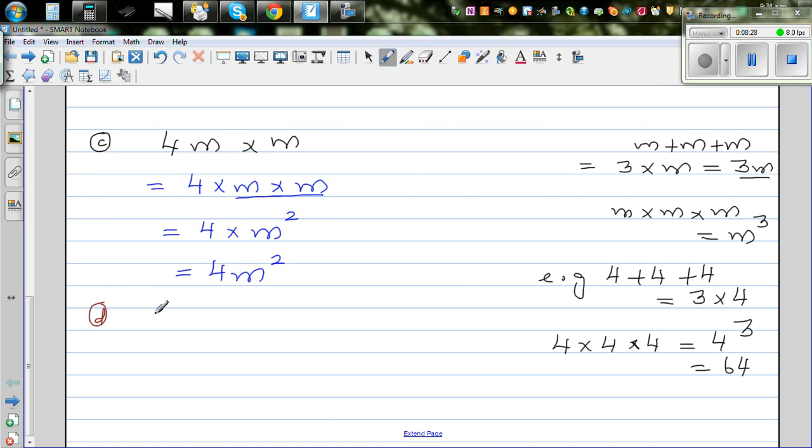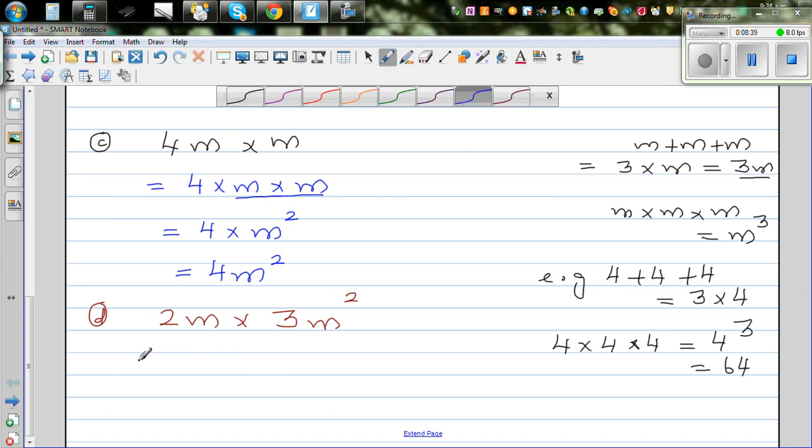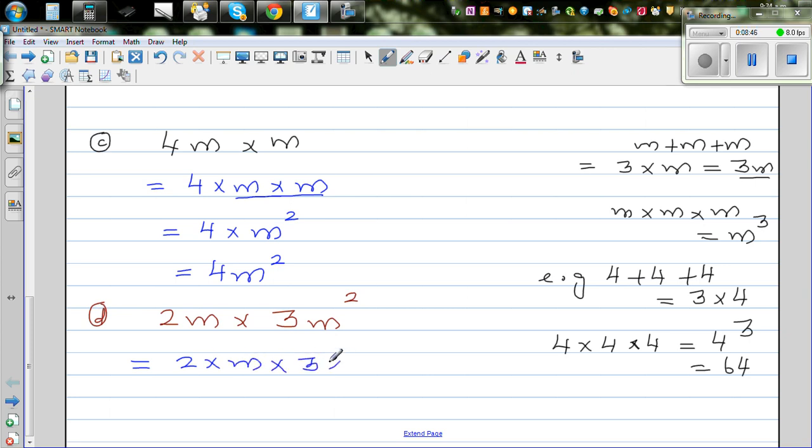Okay, so let me give you one more example. Suppose it is say 2m times 3m squared. Okay, so here to simplify this, let's expand this out. So this is the same as writing 2 times m times 3 times m times m. I've just expanded this. This is 2m, and this is 3m squared.